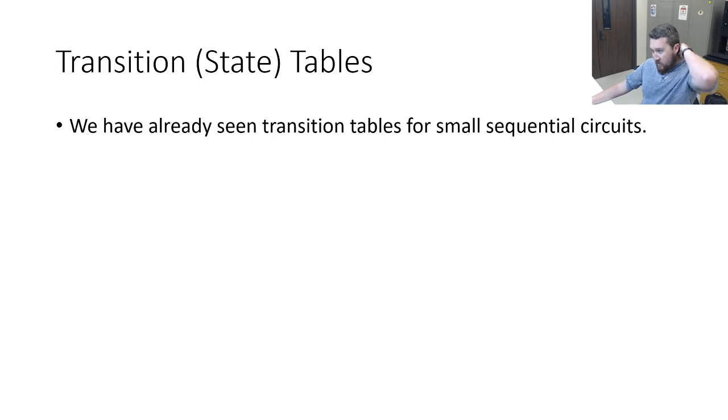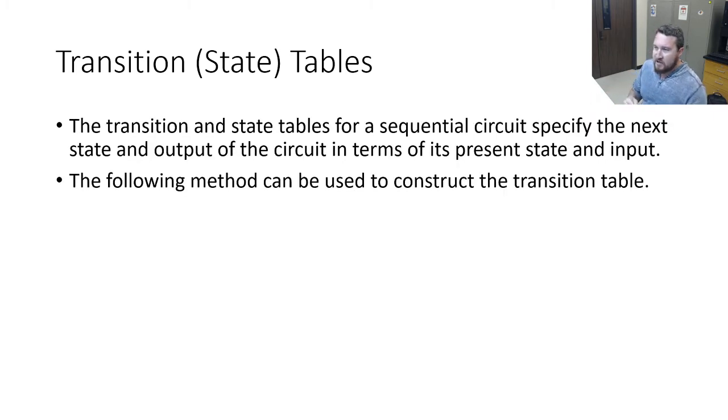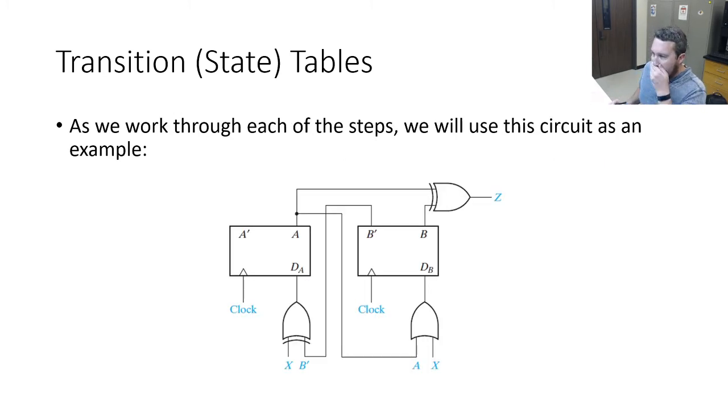So, transition tables. We've already seen transition tables for small sequential circuits, but to design larger sequential circuits, we need a more systematic approach. The transition and state tables for a sequential circuit specify the next state and the output of the circuit in terms of the present state and the input. We're going to use this method to construct a transition table and then eventually construct a state graph. As we work through each of the steps, we're going to use this circuit as an example, building off of it one step at a time.